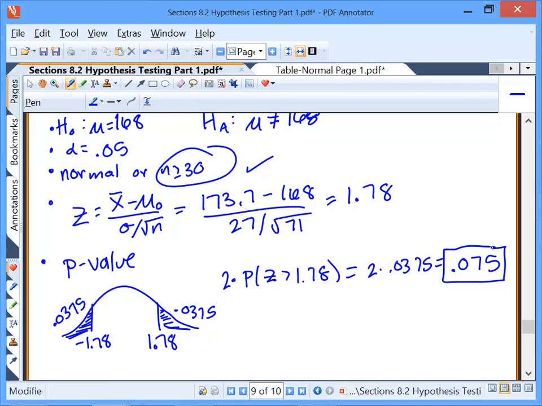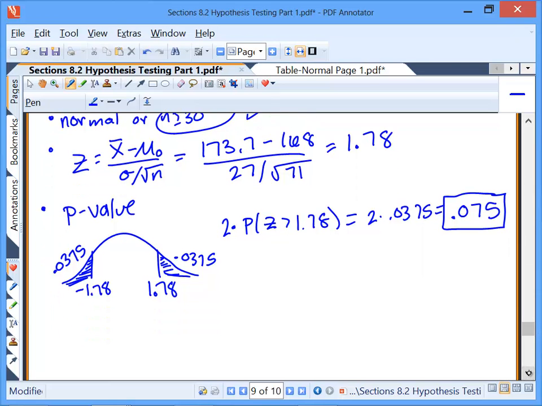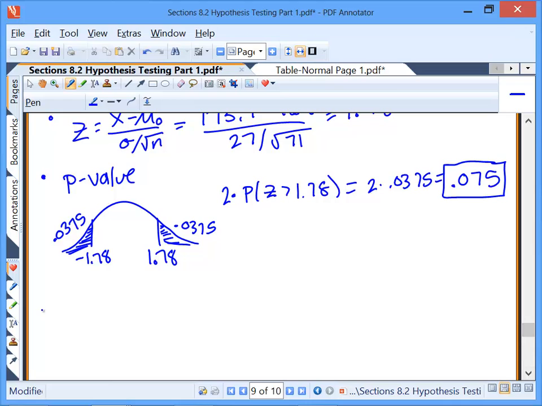Okay. Is that a big or a small p-value? Even though it's kind of a small number, it is still bigger than alpha. So 0.075 is bigger than alpha of 0.05. So we have a big p-value. This is my p-value, 0.075. So a big p-value, so will we reject or fail to reject the null hypothesis? Okay. So anytime we have a big p-value, we will fail to reject.